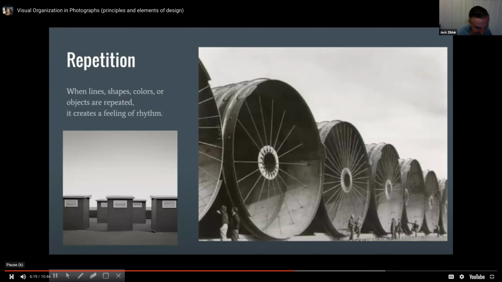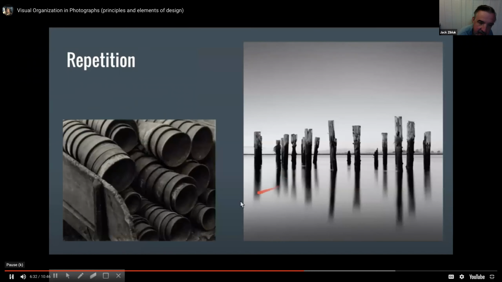In order to create a feeling of rhythm, it can be very regular rhythm, such as these 2 images, so going back and forth, or this just goes all in a row. Here again, this is somewhat regular rhythm. And here as well, repeating these piers.